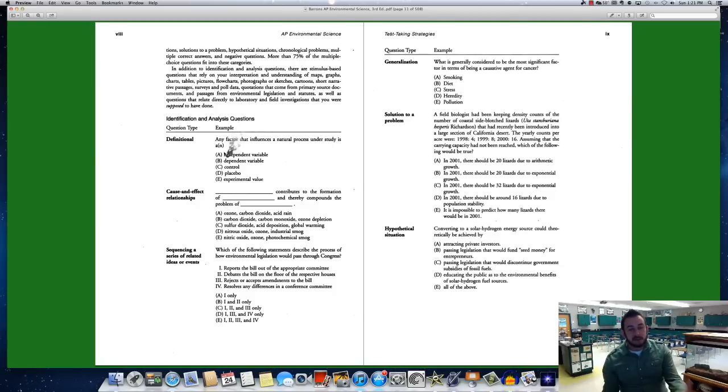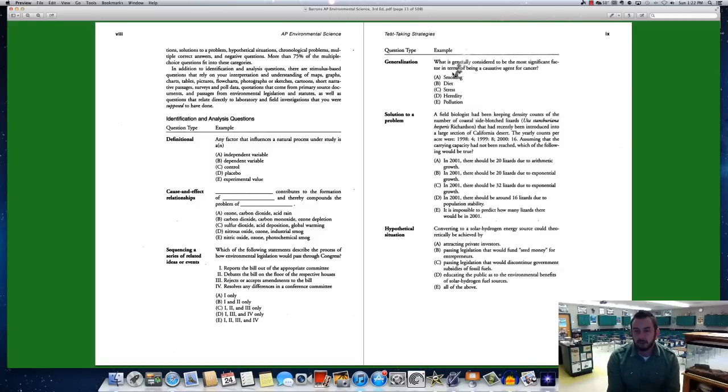Okay, cause and effect relationships are another one. That type of, if this happens, then what else would happen? A sequencing of related events and ideas, so kind of putting things in order of how they might play out. Positive and negative feedback loops would be a good example for using this one. Generalization, so looking at a generalized viewpoint. This one says determining a causative agent for cancer. Which one of these is generally considered to be the most significant factor, so a generalization of a topic.